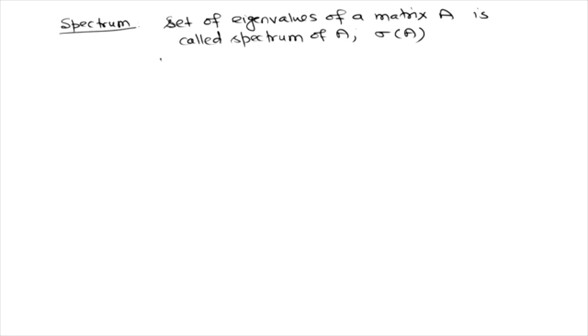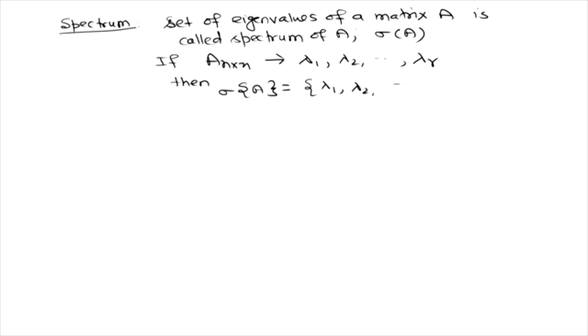So, if an n by n matrix has eigenvalues lambda 1, lambda 2, up to lambda r, why is it up to r? Because r is less than or equal to n, since some of the eigenvalues may be repeated. Then the spectrum of A is simply the set lambda 1, lambda 2, up to lambda r. Some of the lambdas may be negative.